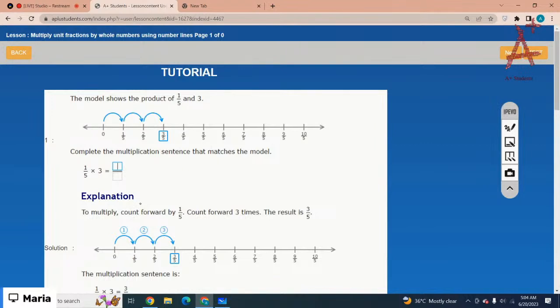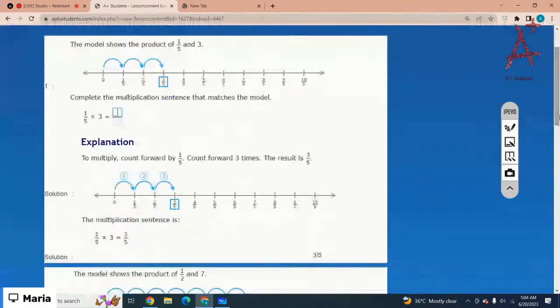So to multiply, count forward by 1 by 5. Count forward 3 times. You can see how many times we move forward: 1, 2, 3. Got it? That means the multiplication sentence is 3 over 5. Got it? The multiplication sentence is 3 over 5. Let's just start with the practice questions.